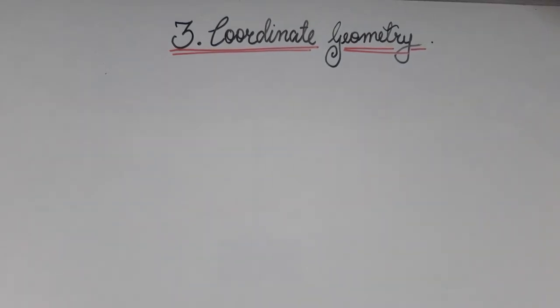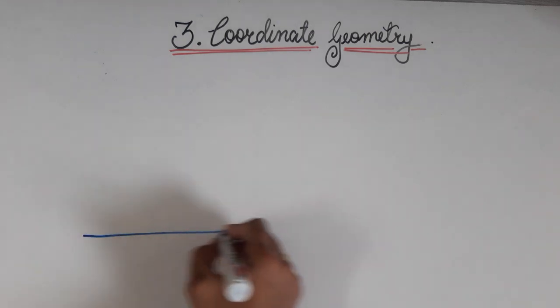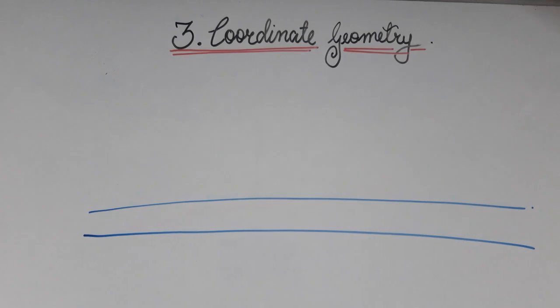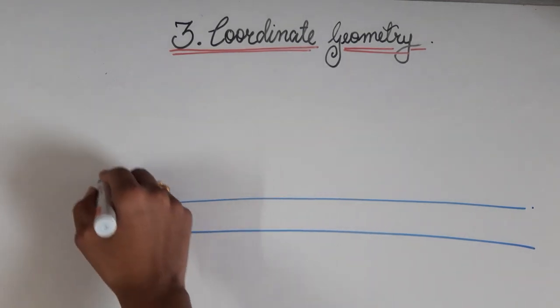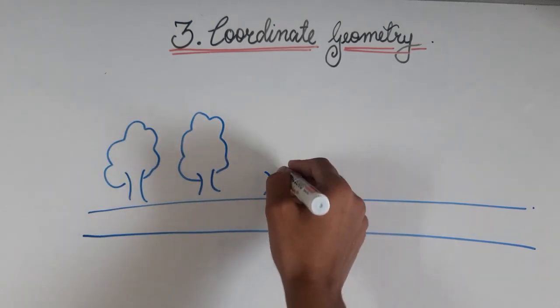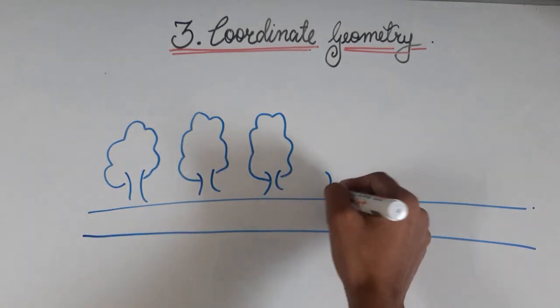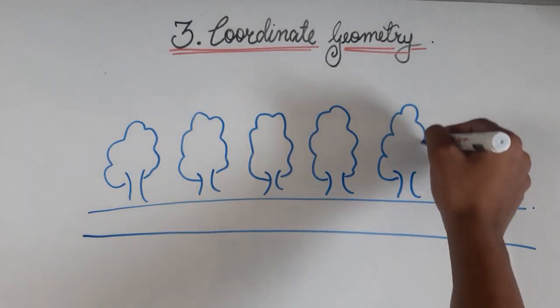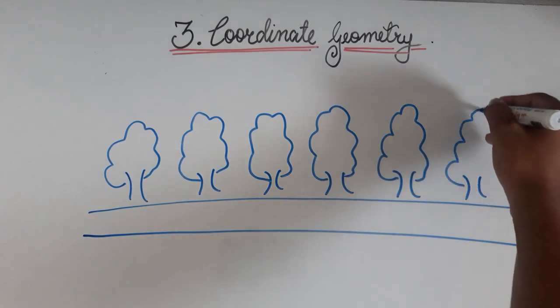Now in our first chapter we have already seen the number line, right? So the concepts of number line are clear. Let us see one example. Suppose there is a street and along the street there are a number of trees planted in a row, and if I ask you to give addresses to each tree, a unique address to each tree.